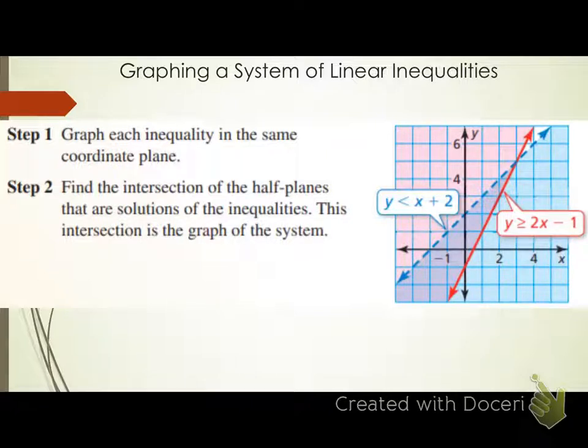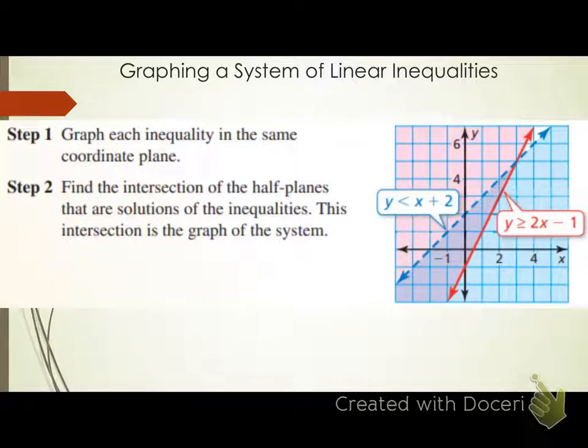Down 1, left 1. That's how they got the points for that boundary line. Is there a line underneath this inequality symbol? No, so that's why it's a dashed line. And then it's y is less than x plus 2. So would I be shading above or below that line? Below. So that's why this area over here is blue. That's how they got the graph of that inequality.